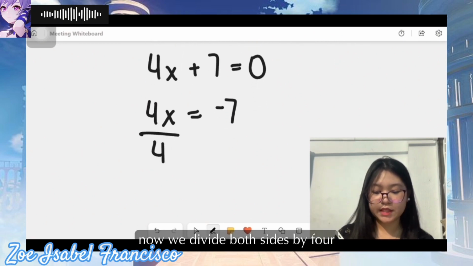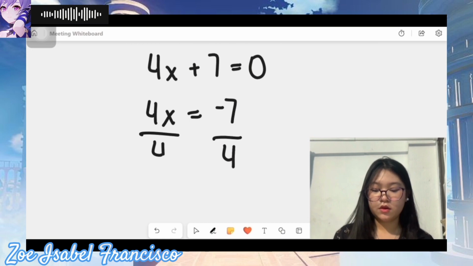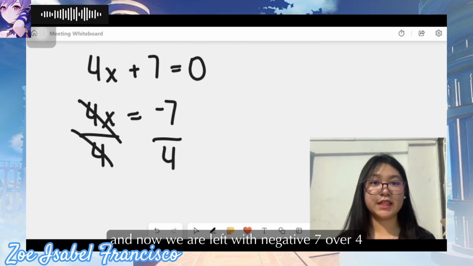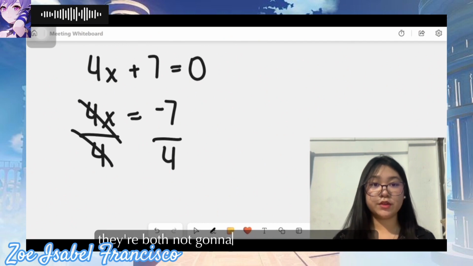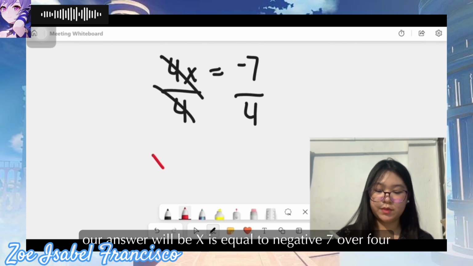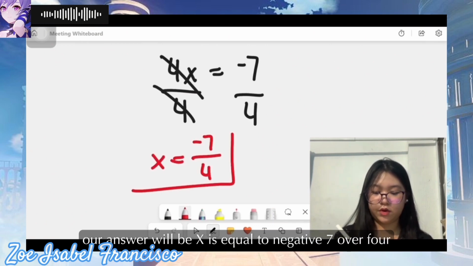Now, we divide both sides by 4. 4x over 4 is the same thing, so we cancel them, and now we are left with negative 7 over 4. They're not really divisible by anything, so our answer will be x is equal to negative 7 over 4.